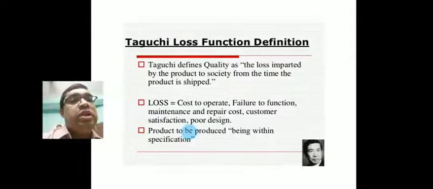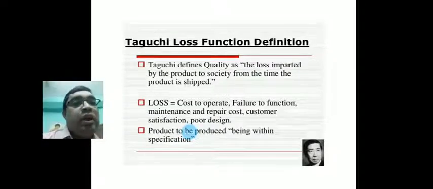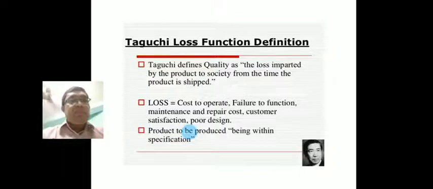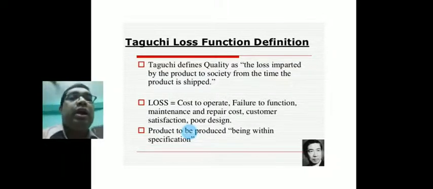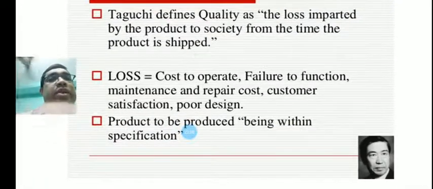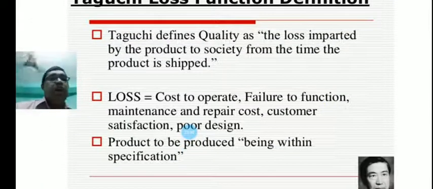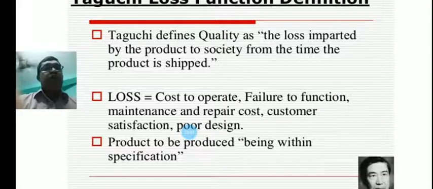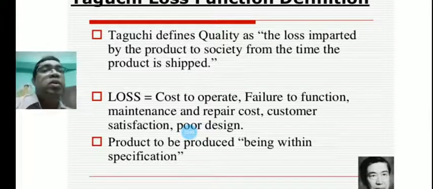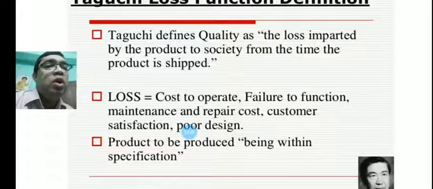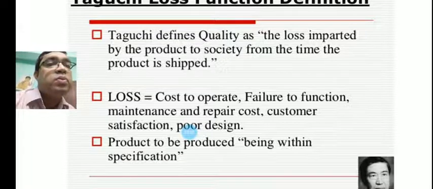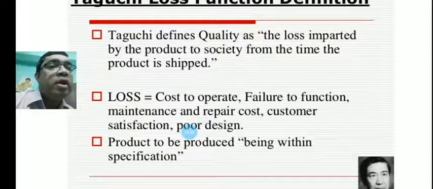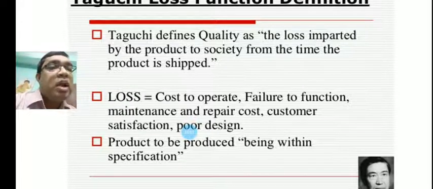Next is the Taguchi loss function. Taguchi defines quality as the loss imparted by the product to society from the time the product is shipped. After the product is shipped, if it is rejected, that is a loss to society. The loss equals the cost of operation, failure to function, maintenance, and repair, which relates to customer satisfaction.